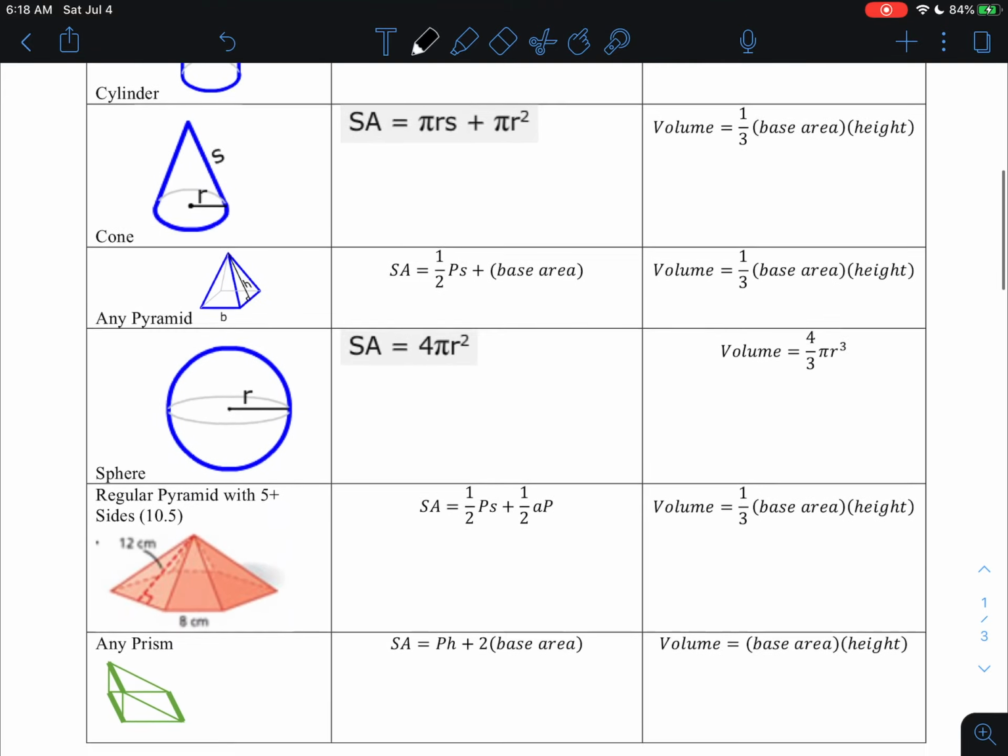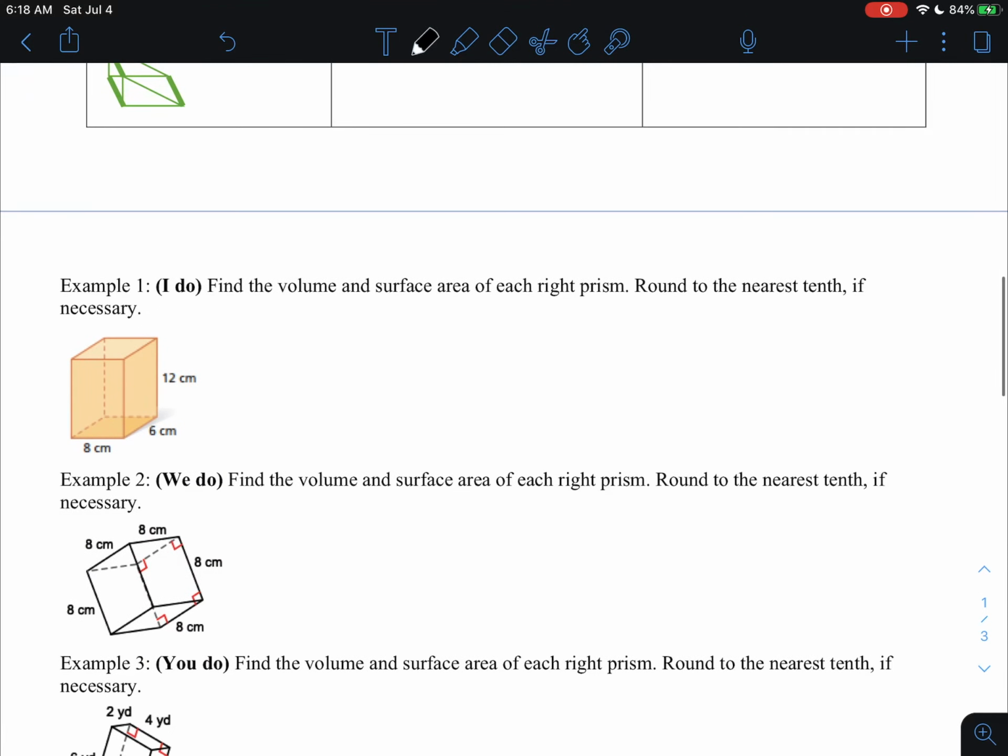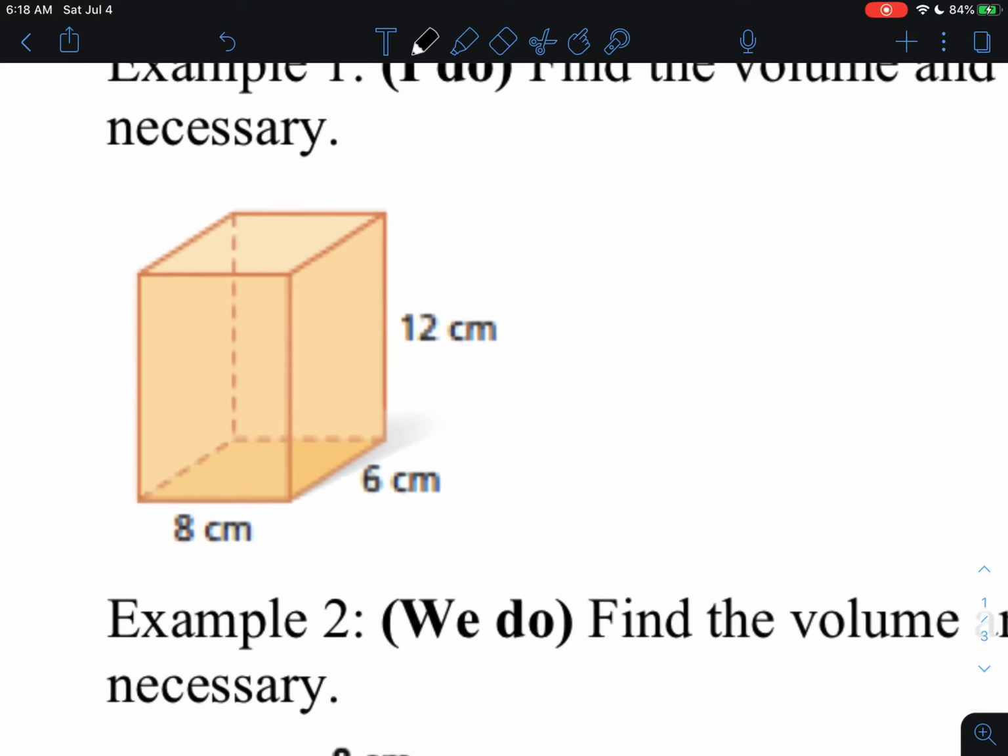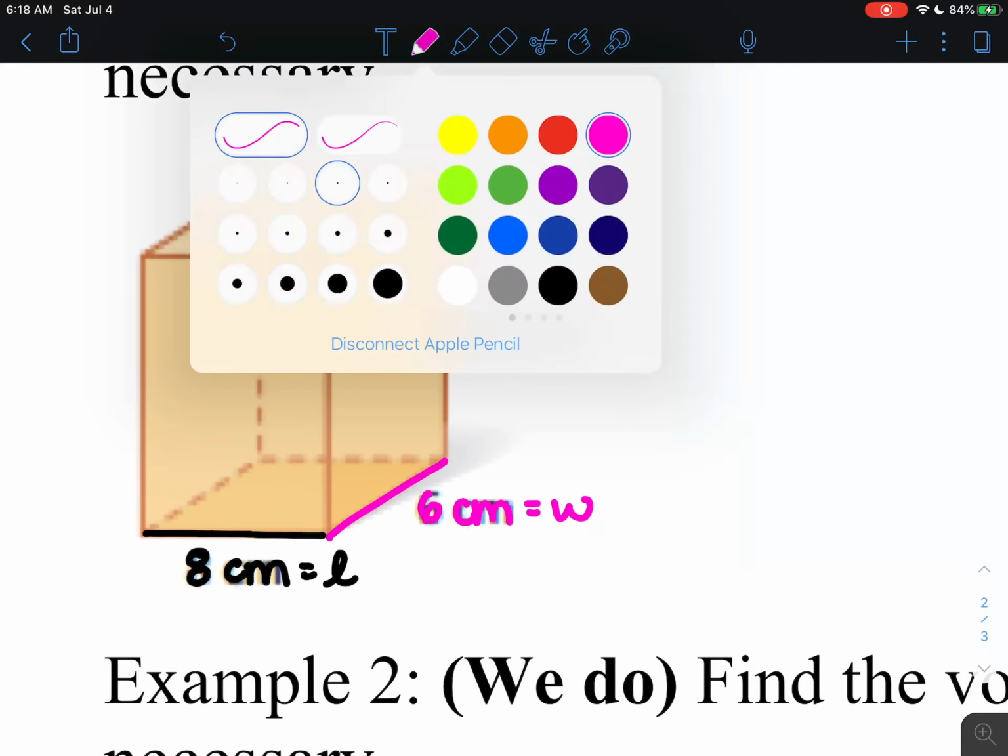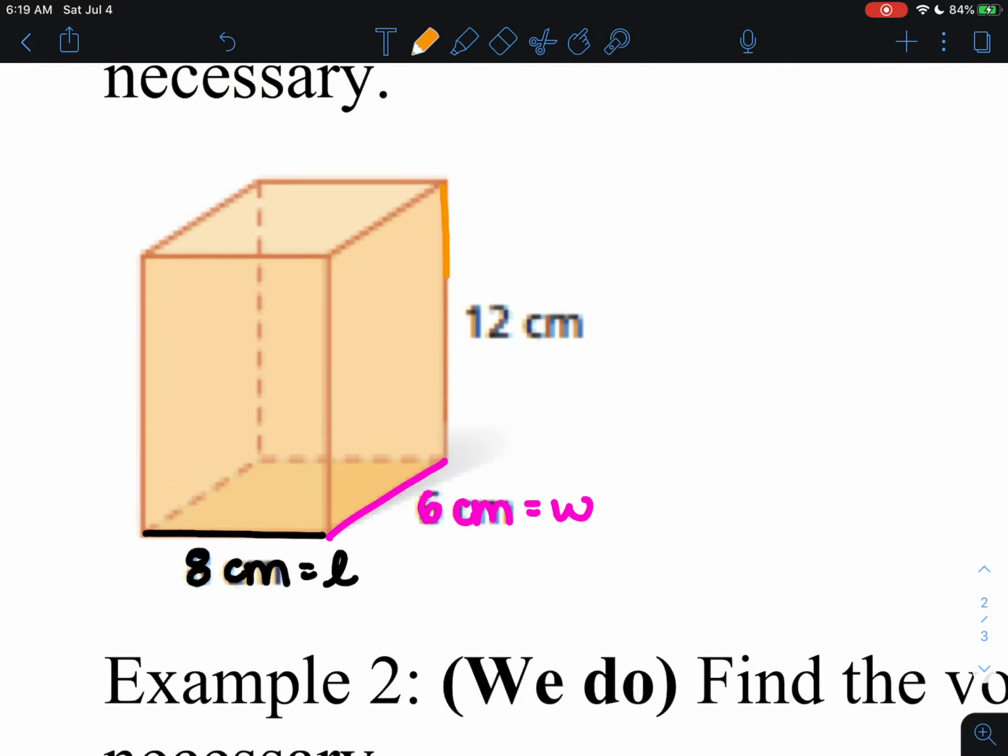And so let's get right into some of our examples. And so our first example I will do for you. And so you can just follow along and you should be taking notes as I go through this example. It says find the volume and surface area of each right prism, round to the nearest tenth if necessary. And so these numbers, 8 is referring to this length. So 8 centimeters is our length. And then 6 would be our width. And 6 centimeters we'll label as our width. And then 12 centimeters, I'll write that one in orange, that would be our height, so 12 centimeters.